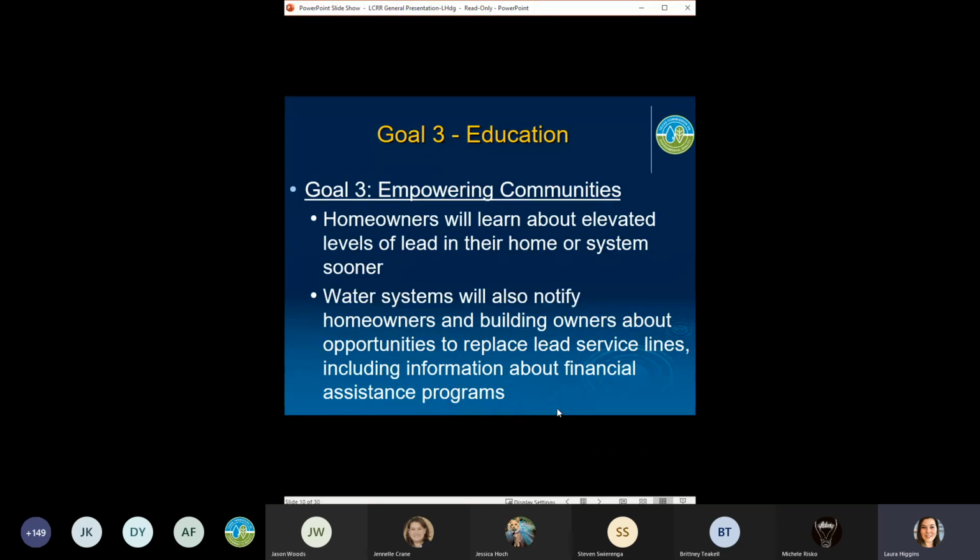All right, the third goal of empowering our communities. With this goal, homeowners will learn about elevated levels of lead in their home or system sooner. They'll also understand where lead service lines are in their community and how to protect their family from exposure to lead in drinking water. And water systems will also notify homeowners and building owners about opportunities to replace lead service lines, including information about financial assistance programs.